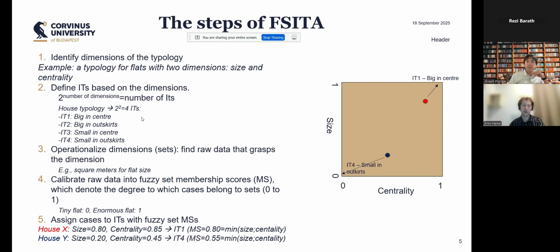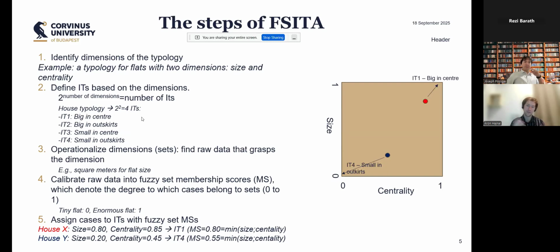And the house Y has a membership score in IT4 of 0.55, which means that that's the closest, but it's not that similar to the ideal type because it's in fact quite central. It has a centrality score of 0.45, so it's almost at the cutoff value of 0.5. Good. Thank you for the question.